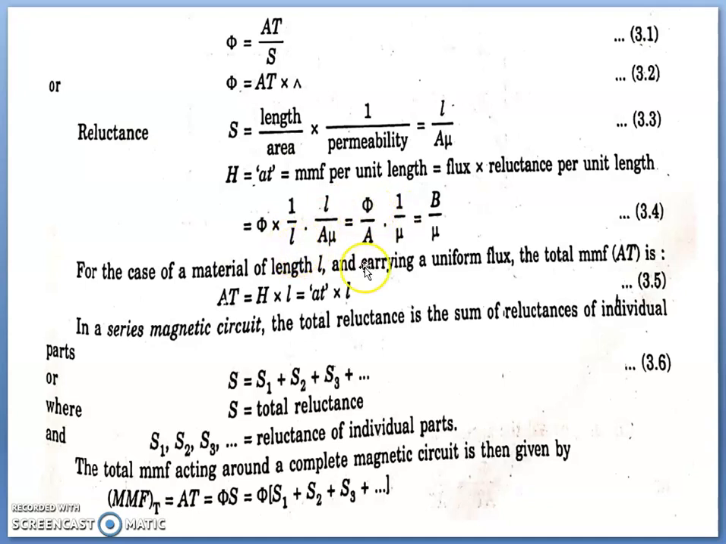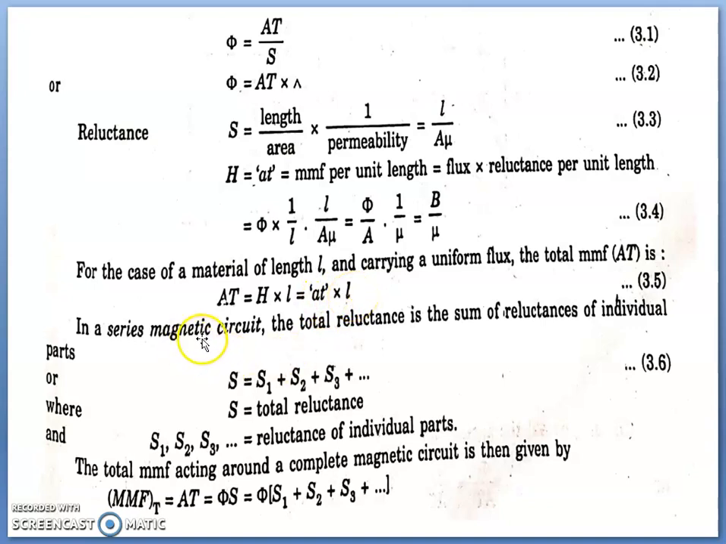So it is phi by A into 1 by mu. This term, phi by A, is flux per area, so that is flux density. So B by mu. So the basic equation is H equal to B by mu. And total ampere turns is the MMF per unit length multiplied with the length of that particular magnetic circuit. So it is H into L, or it is small at into L.